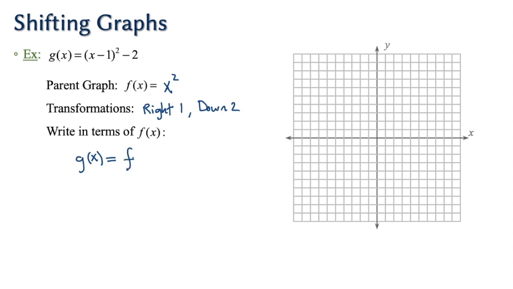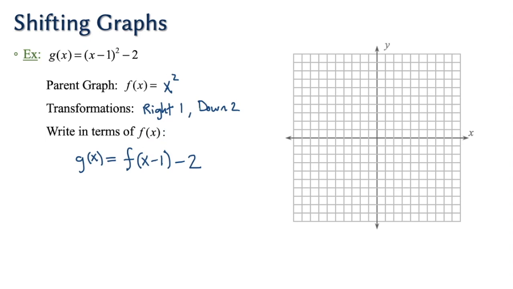Because we moved right 1 on the inside, we're going to be subtracting 1. And then outside the function, we'll be subtracting 2. So it's going to have almost the same look and feel as the original function, but in place of the idea of squaring a quantity, we're going to replace that with f of x, as that's what the parent graph is.